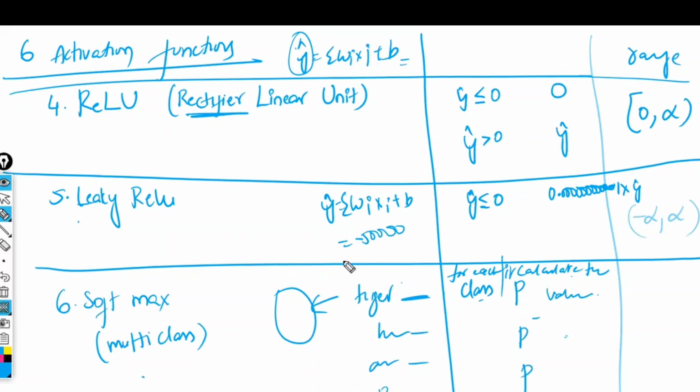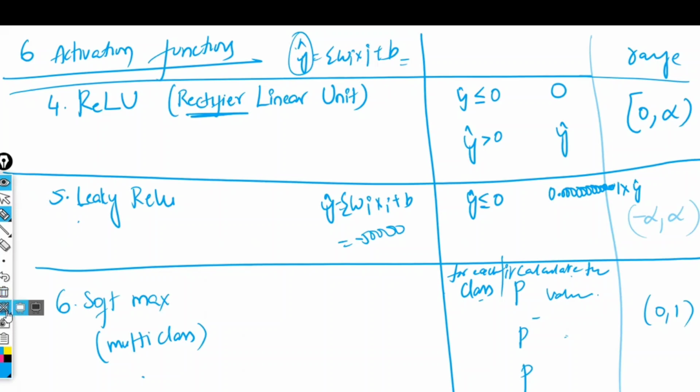So whenever you have a multi-class problem, you select softmax as the activation function. It is going to calculate the probability for each class. However many classes there are, for each class it will calculate the probability separately, and whichever has the highest one is chosen. And the range is also 0 to 1 only. Obviously it is 0 to 1, probability only, right? Like sigmoid.